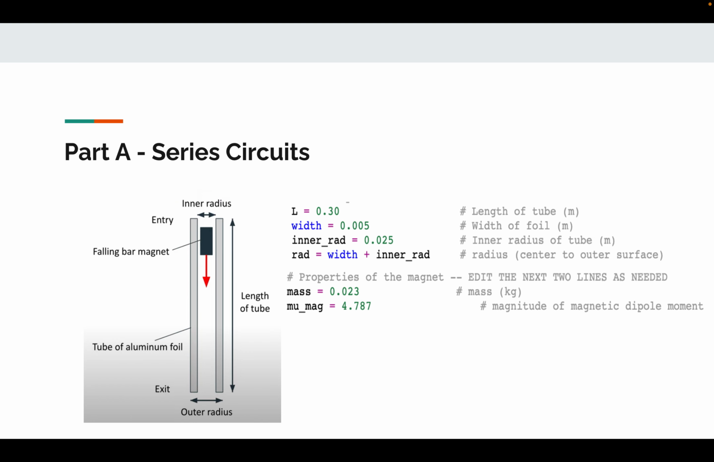With this setup, we had the falling magnet. We used a roll of aluminum foil to drop the magnet in, and we have our calculations on the right, and the mass and the magnitude of the dipole moment are also on the right. We repeated this process 5 different times, and we had an average of 1 second.